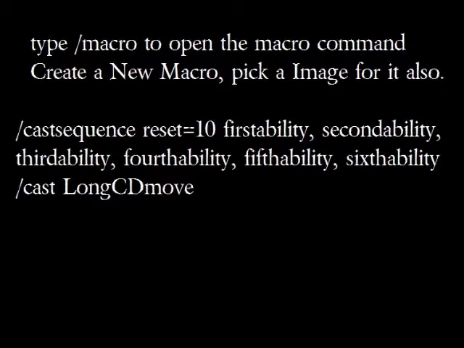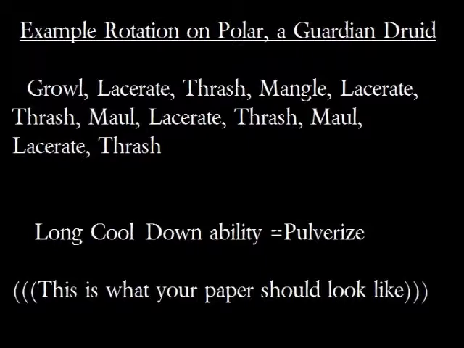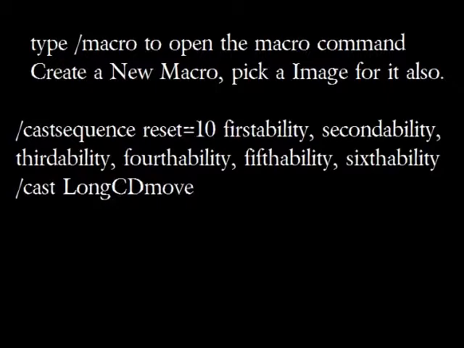Okay, now in case this is confusing you, I'm going to show you one more time what Polar's macro looks like as an example, and you'll see where it has cast sequence reset. You'll see the abilities with the commas after them and the space bars, and then the next ability and so on, and at the bottom you will see it says /cast pulverize. Now for Polar, pulverize cannot be used unless I have 3 lacerates on the enemy. Now you'll notice pulverize is not in my rotation above with my cast reset. Pulverize is the long CD move.